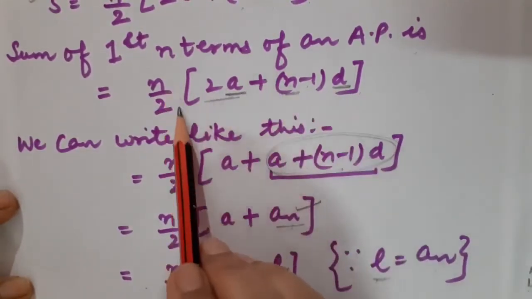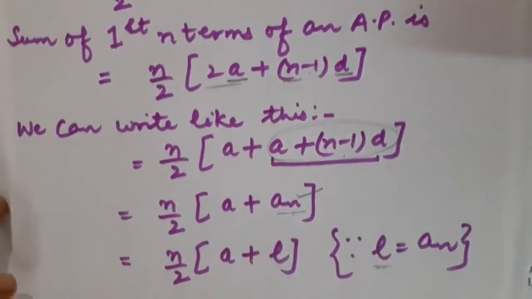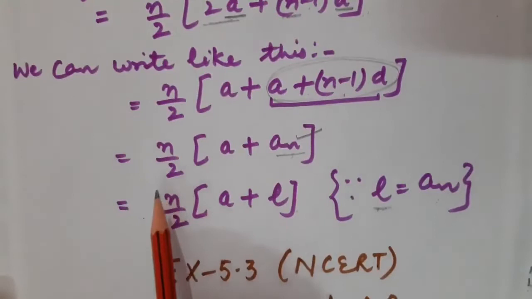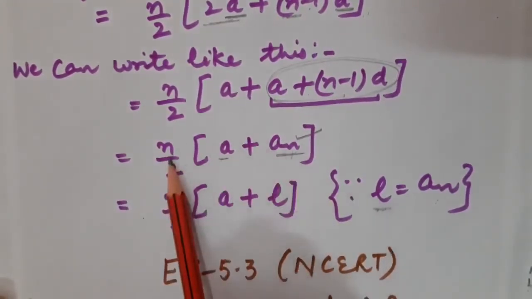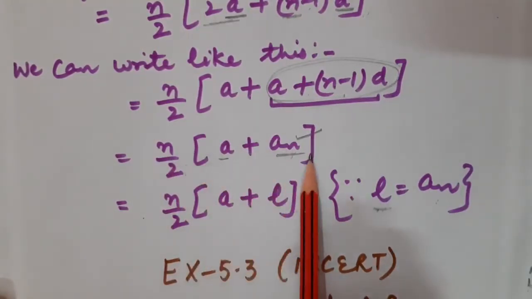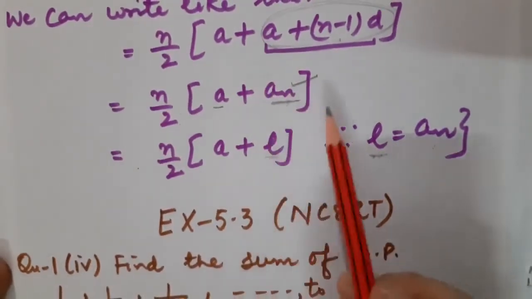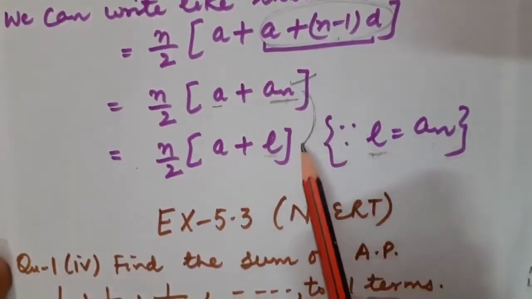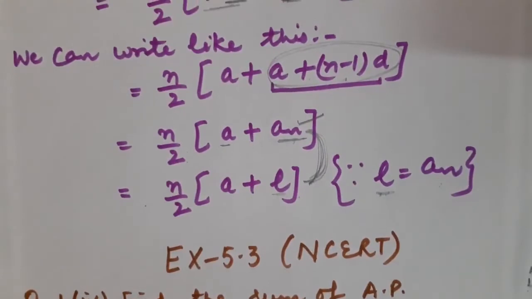So that is n by 2 into 2a plus n minus 1 into d. Correct? Then the second formula is in which the requirement is there of first term, last term and number of terms. It would become n by 2 into a plus an. Correct? And of course an can be written like L also. So basically both formulas are same. So now we have got two formulas for finding the sum of first n terms of AP. Correct, students?